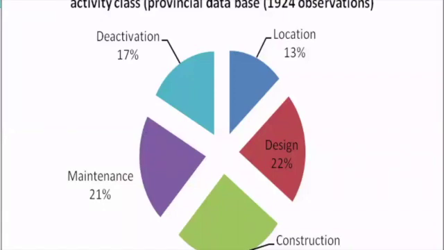This pie chart shows the percentage of incidents resulting from deficiencies within different activity classes. Here, I'd like you to recognize it doesn't matter what stage of the road's life it is in, there are always things that can cause problems for water quality, and road managers should be aware of these.